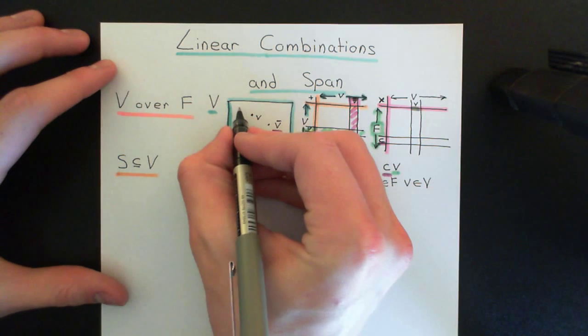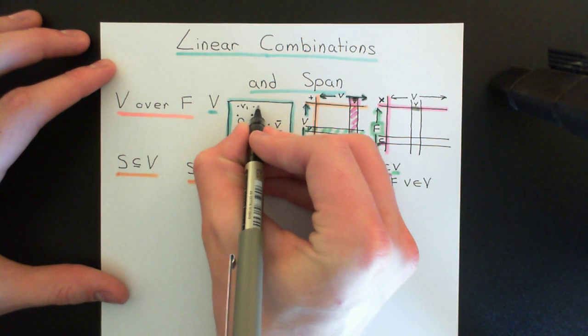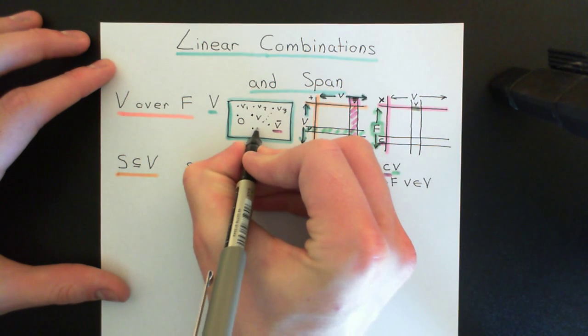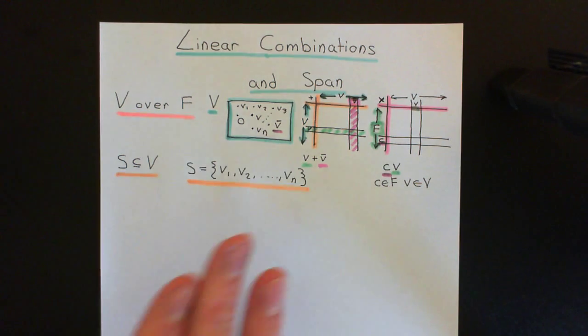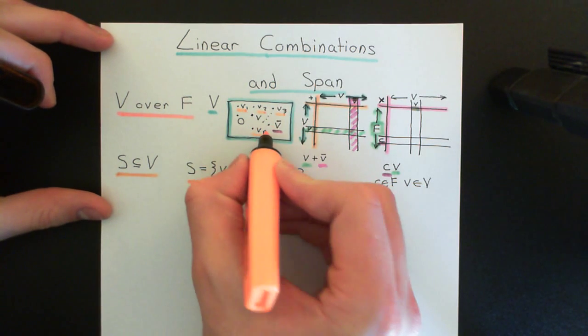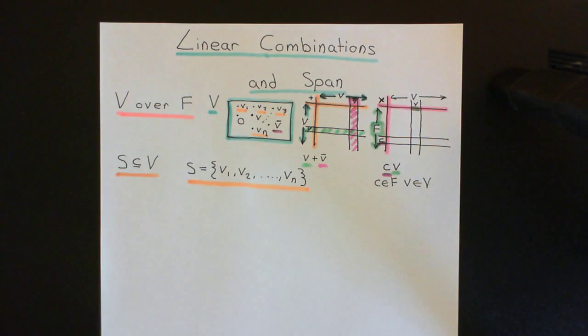Okay, so just adding this onto the picture here, we will have v1, v2, v3, and then it'll go all the way on, and we'll have vn. These are all just vectors from the vector space. So I've just picked some symbols out of this great big set, and I've stuck them into a set by themselves, and I've called this set capital S.